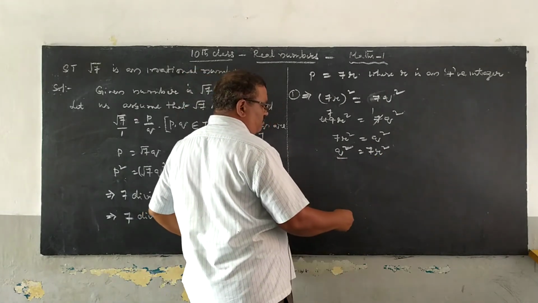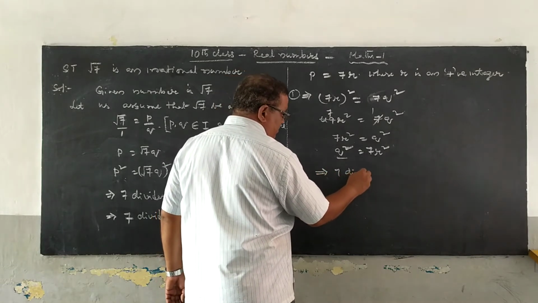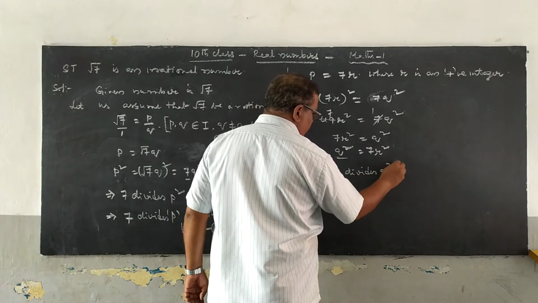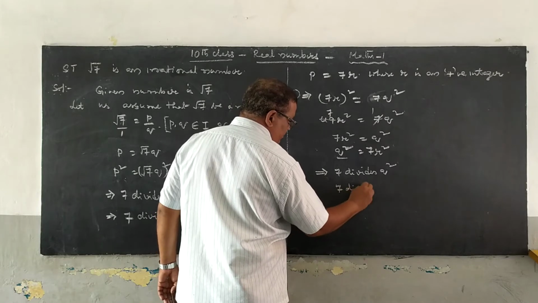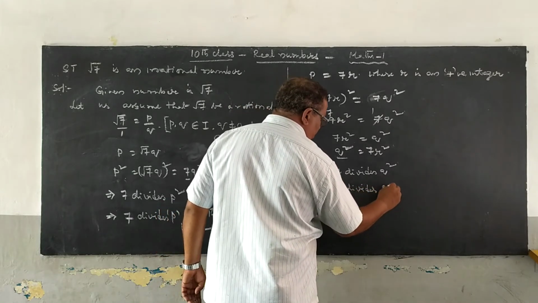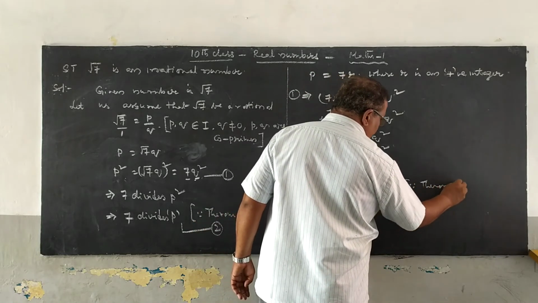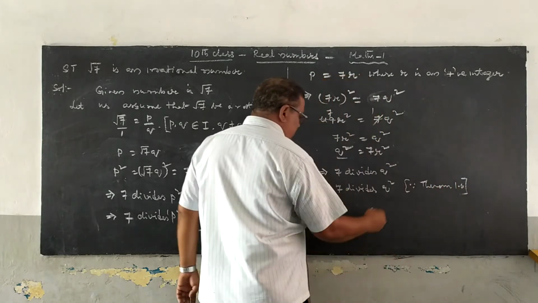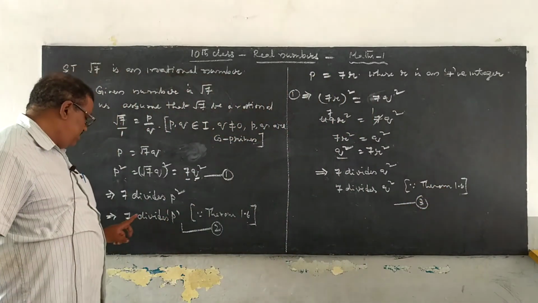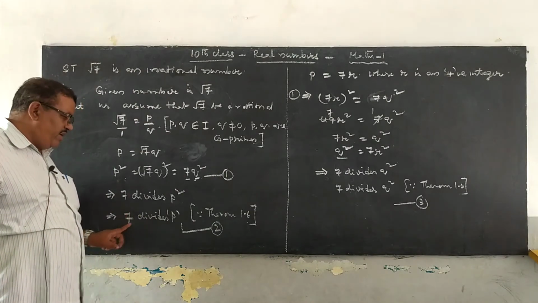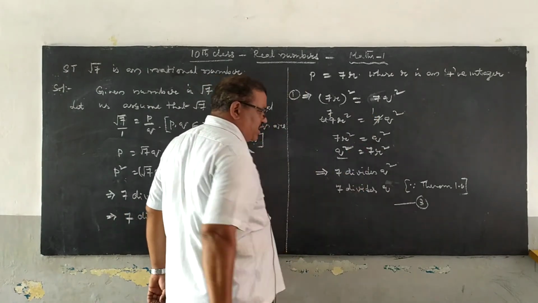So we have to write, that implies 7 divides q square. When 7 divides q square, 7 divides q, since from theorem 1.6. This is statement 3. From statements 2 and 3: what are statements 2 and 3? 7 divides p, 7 divides q.